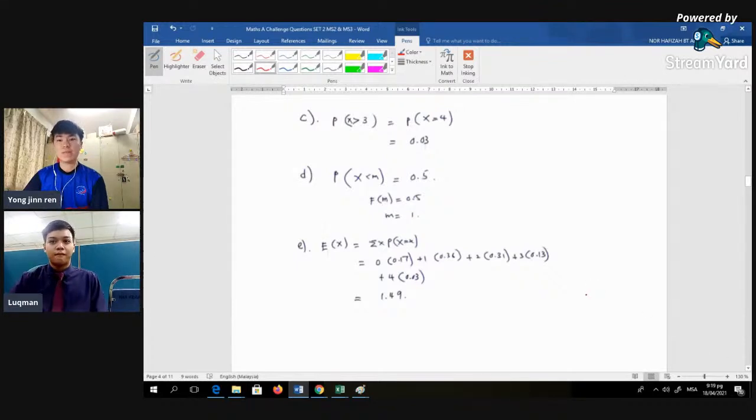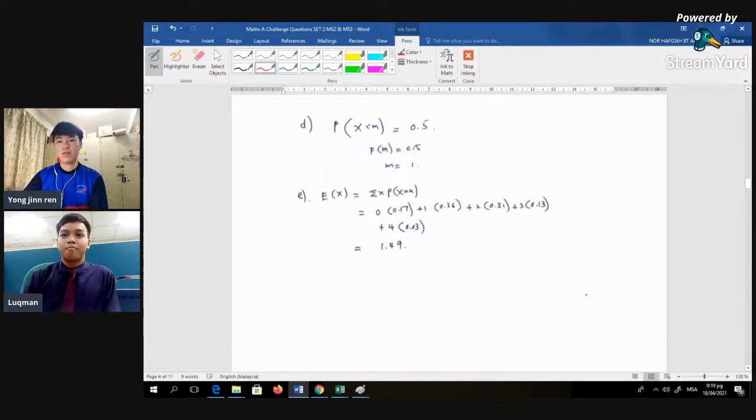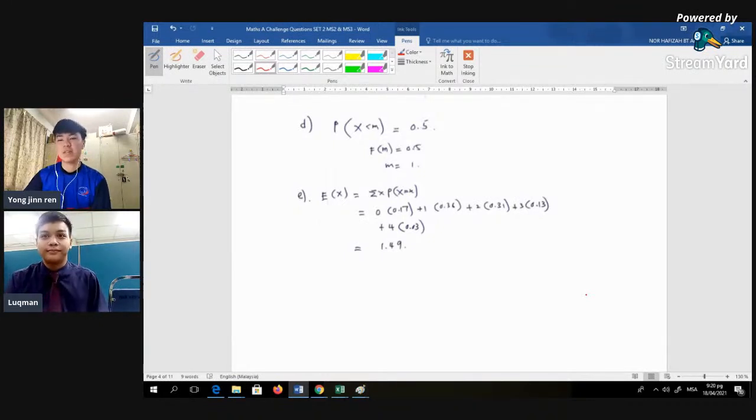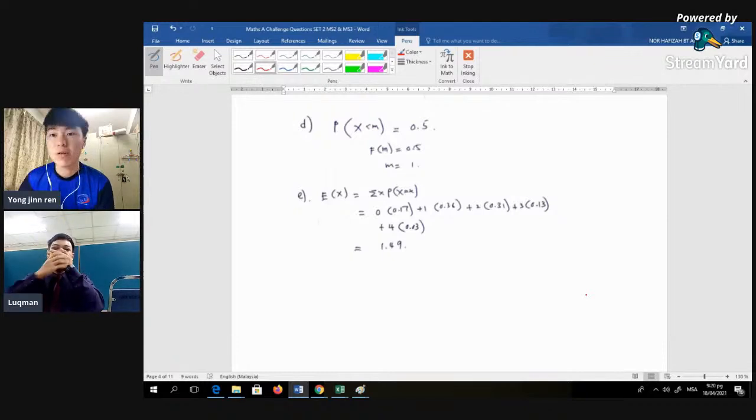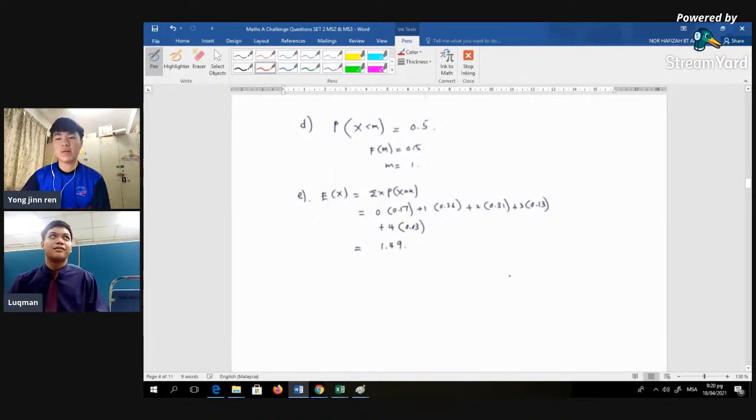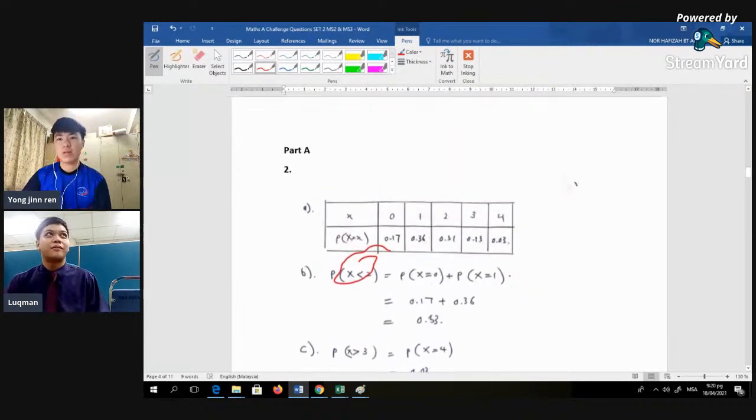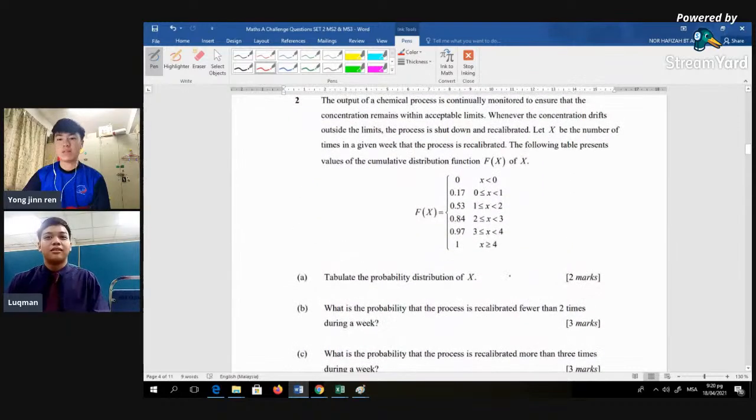And for question D, state the median. For the median, which means the middle, we know that the middle of the probability is 0.5 because the total is 1, right? So we can use the probability x smaller than m equals 0.5, or the cumulative function F(x) equals 0.5. So let's look back at the function table given in the question. We know that when F(x) is 0.5, it is located at x equals 1. So that is our median.